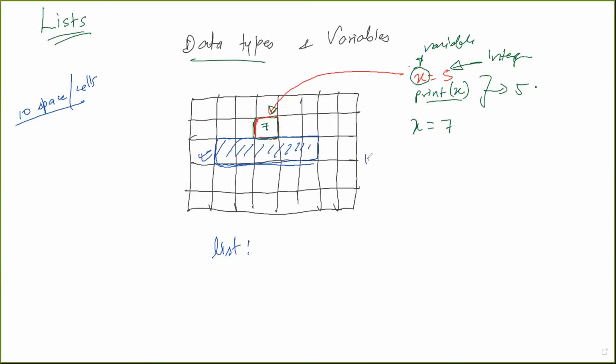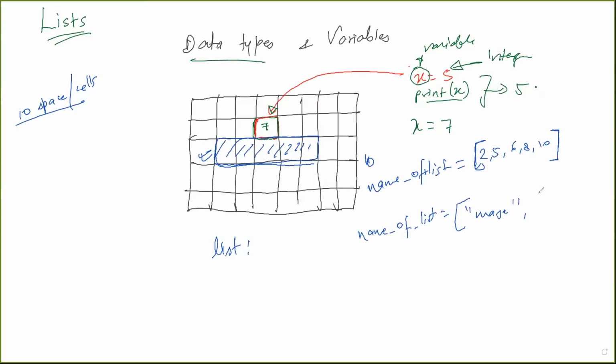So a list is declared like this. Name of list is equal to these brackets, and the values you want to put into it, 2, 5, 6, 8, 10, 11, or whatever you can put. There can be a list of strings or names, for example, Masai, school. Two different elements are separated by a comma, and similarly you can have as many elements as you want.